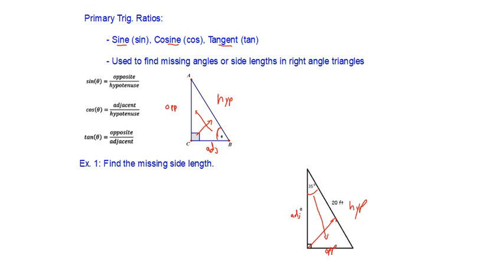So now that we have the triangle labeled, we want to determine which of the three ratios, sine, cosine, or tangent, we can use. Well, in this triangle, we are given the hypotenuse and we are asked to find the adjacent. So we look at the ratio that has the adjacent and the hypotenuse, and you can see here that's this one right here, which is the cosine.